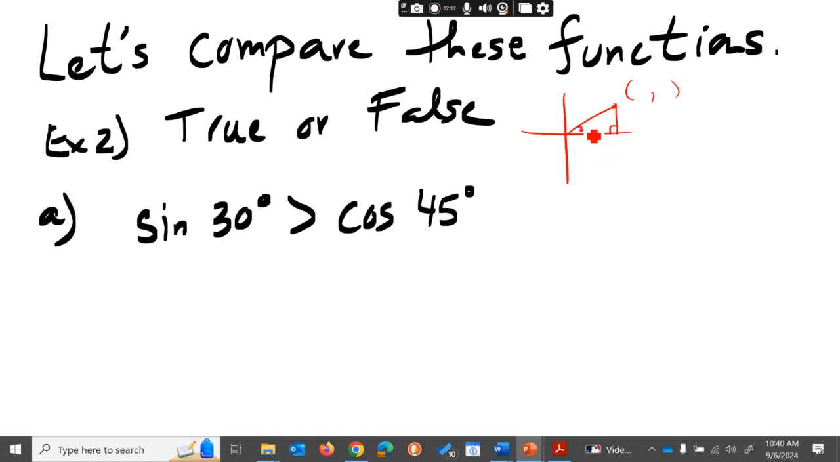And then this guy, opposite my 30 degrees is always 1/2. Is that right? So 1 over 2. So this could be 1 over 2. That's one way to do it. And cosine of 45 degrees.